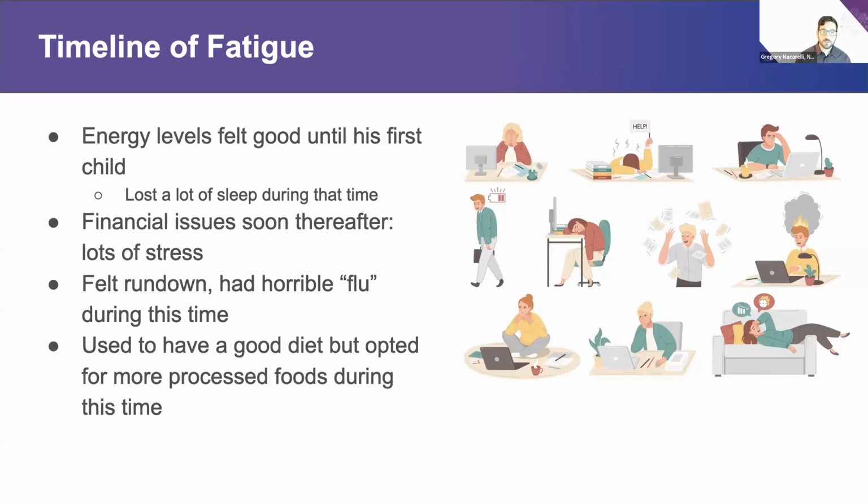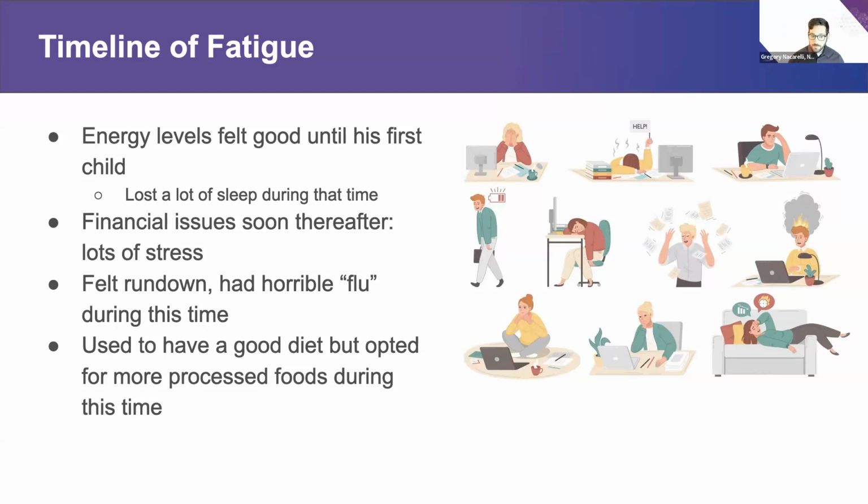He mentioned he had some financial issues soon thereafter, which exposed him to a lot of stress. He then felt run down, had a horrible flu during this time. So that's one thing you'll see is some people, they'll have an illness, it'll be the worst infection they ever had or the worst flu they ever had. And really, their body was just so susceptible to something that made them feel horrendous with this kind of dysfunctional pattern that's making them susceptible.